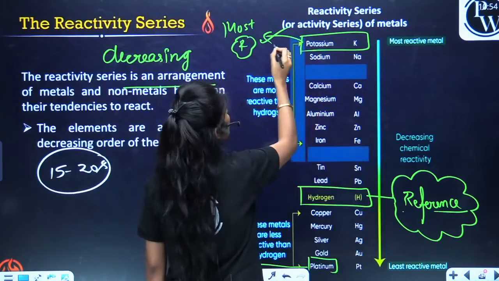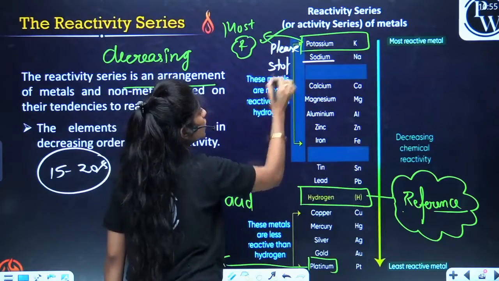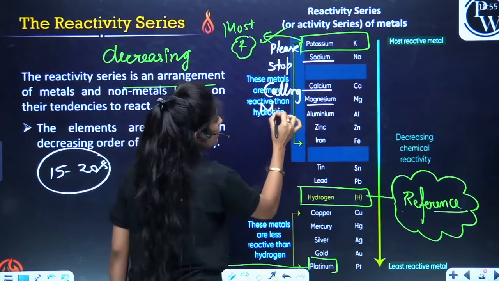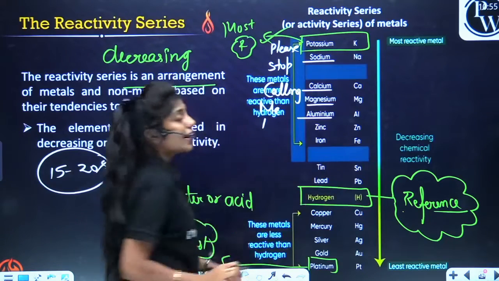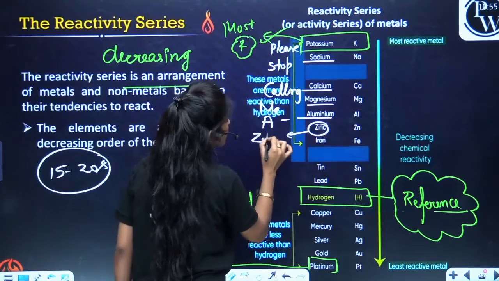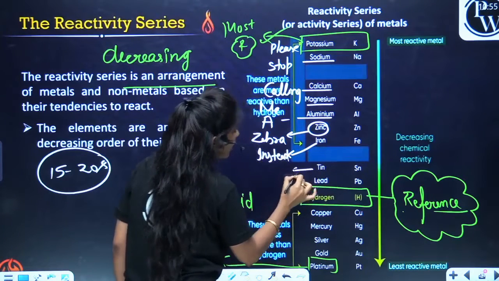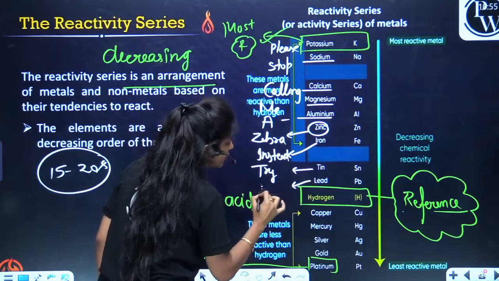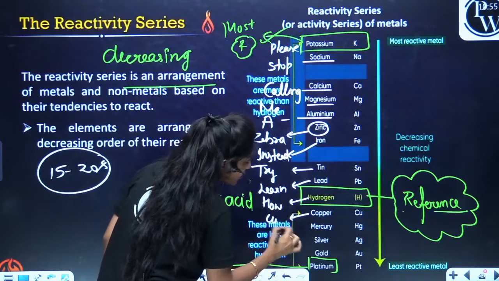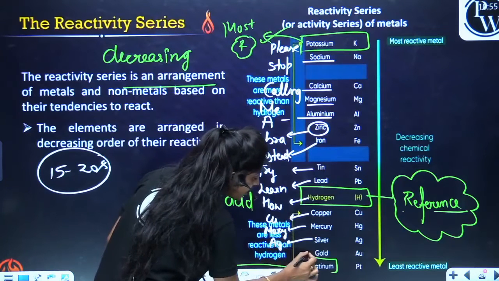You will be writing P for please, S for stop, C for calling, and calcium also, M for me, Al that is for aluminium, A, zebra, I for instead, try, learn, how, copper, marry, silver and gold, Ag and Au.